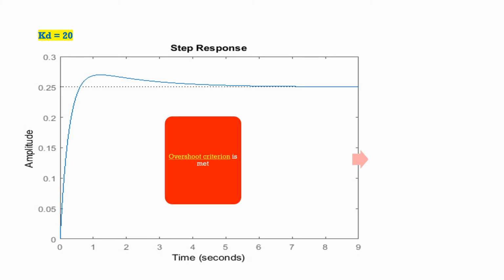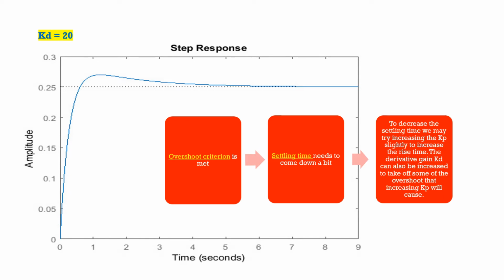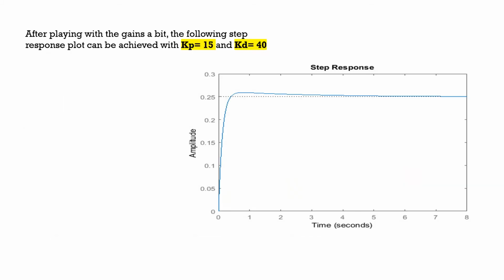Now the overshoot criteria is met, but the settling time needs to come down a bit. To decrease the settling time, we may try increasing Kp slightly to decrease the rise time. The derivative gain Kd can also be increased to take off some of the overshoot that increasing Kp will cause. After playing with the gains a bit, the following step response plot can be achieved with Kp equal to 15 and Kd equal to 40. The following code can be added to your MATLAB and run. You get the output as seen in this figure.